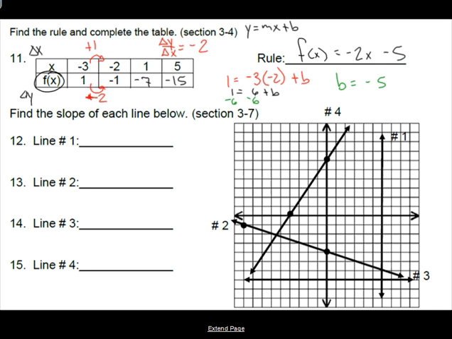For number 12, says find the slope of each line. Line number 1. Line number 1 is a vertical line. Vertical line has no slope, also referred to as undefined slope.